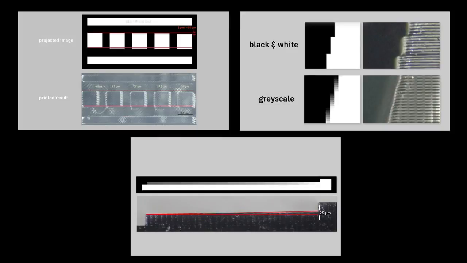These grayscale tricks don't magically allow you to print sub-pixel features, but they do allow you to reduce the layer lines and some other artifacts you see on 3D prints.